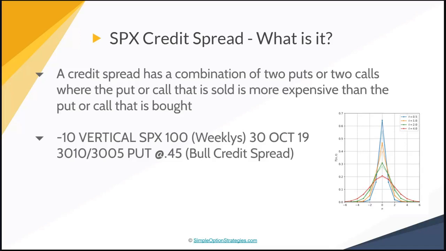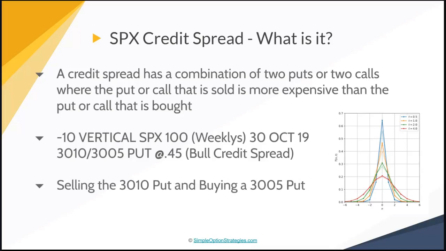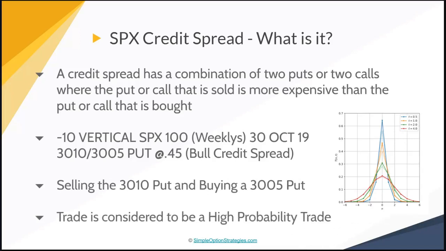Now, keep in mind that these are high probability trades, but they're very high risk trades as well. The risk reward on this trade is horrible. It's the worst. However, that's how the trade works. You give something to take something, right? It's considered a high probability trade.